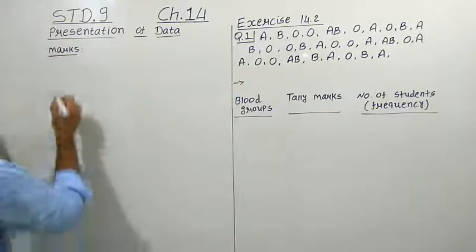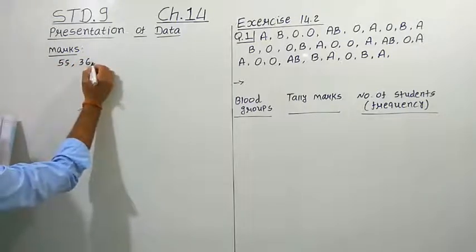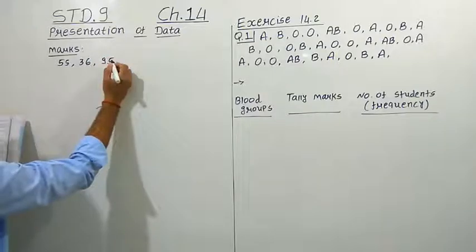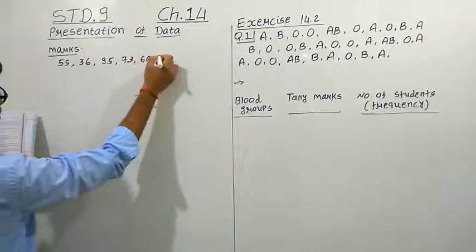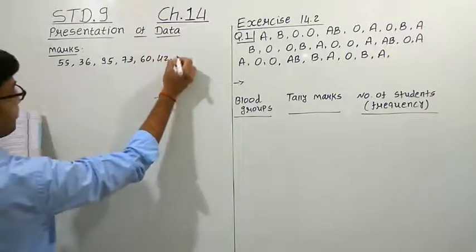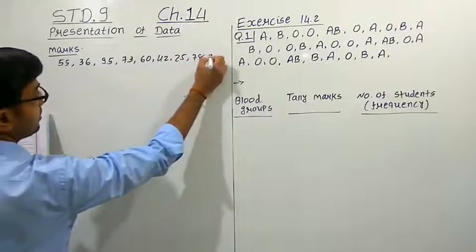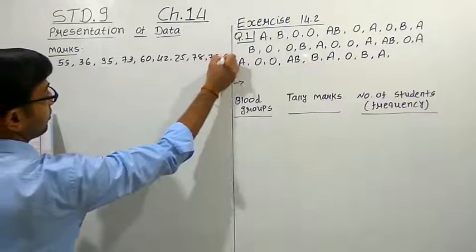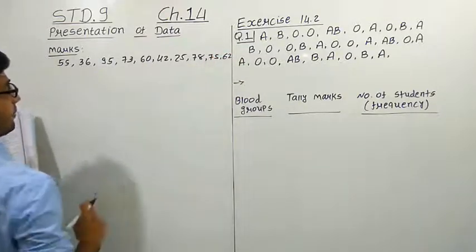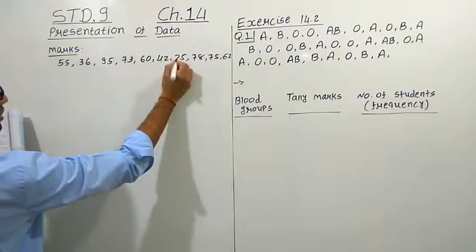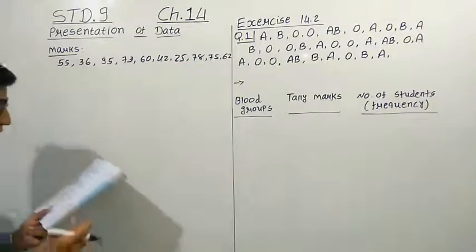So the marks are like this: 55, 36, 95, 73, 60, 42, 25, 78, 75 and 62. So 1, 2, 3, 4, 5, 6, 7, 8, 9 and 10. So these are the marks obtained by the 10 students in the mathematics test, right?